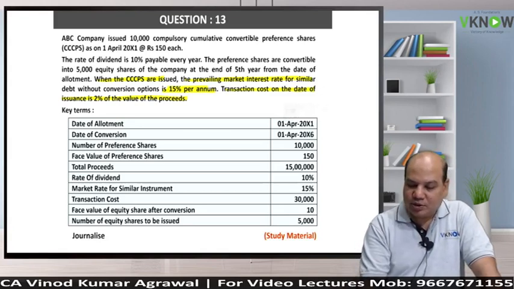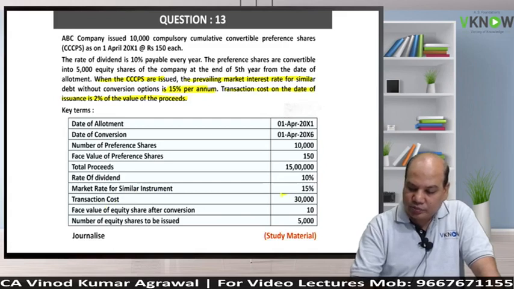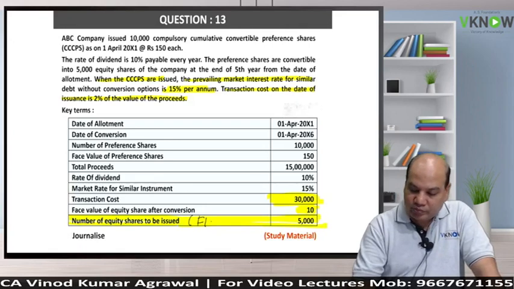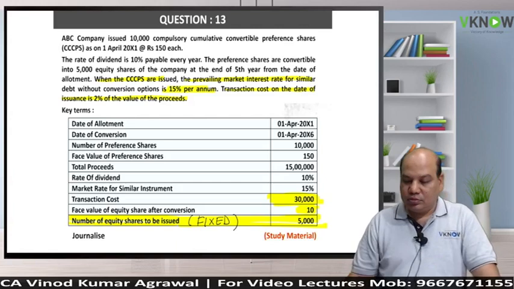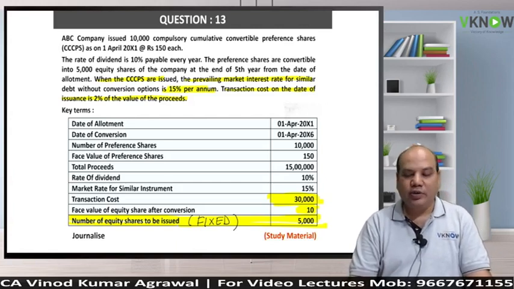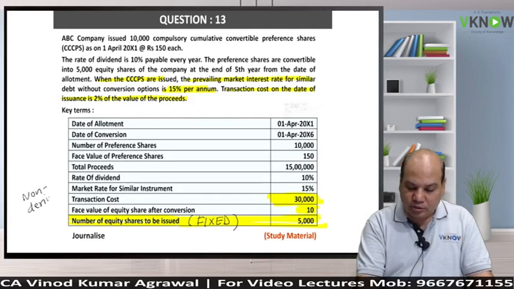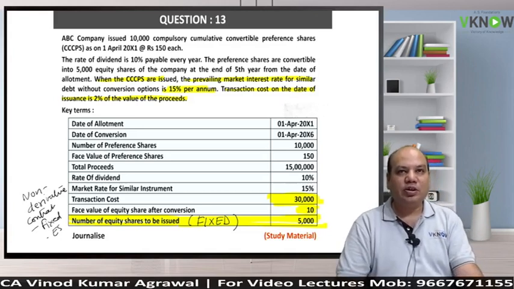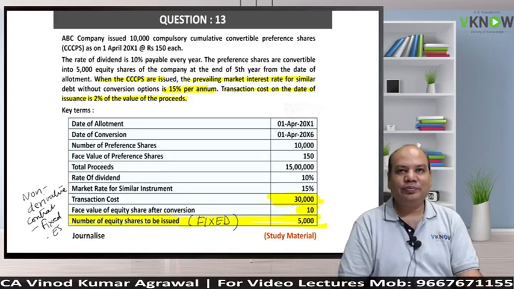So now the details are summarized. Date of allotment, date of conversion, so 5 years is involved. Number of preference shares, face value, total, rate of dividend, market rate on similar instrument, transaction cost of 30,000 is already given. Face value of equity share is 10 rupees, and the number of shares to be issued is fixed. Can you see here? It is a fixed number of shares. So when it is a fixed number of shares, this is the equity component. It is a non-derivative contract settled in a fixed number of equity shares. So element number 3 of the definition of financial liability: if it is fixed, then it is not a liability, then it is equity.